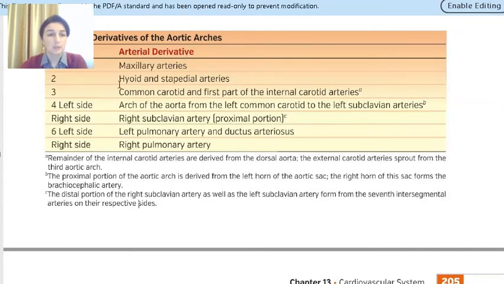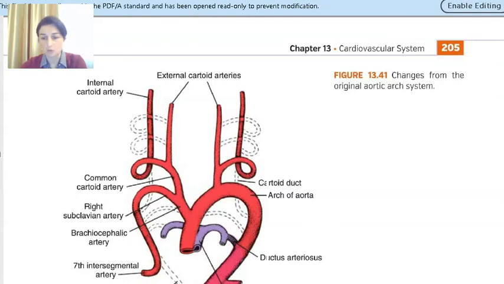So finally, we can see the derivatives of the aortic arch. The first aortic arch persists as the maxillary artery, the second one as the hyoid and stapedial arteries, the third one will be the common carotid and first part of the internal carotid arteries, and the fourth, on the left side, the arch of the aorta from the left common carotid to the left subclavian arteries. On the right side, it will be the right subclavian artery, proximal portion. The sixth one will be the left pulmonary artery and ductus arteriosus. It is so in the left side, but in the right side, it will be the right pulmonary artery, just as we saw in the illustration.